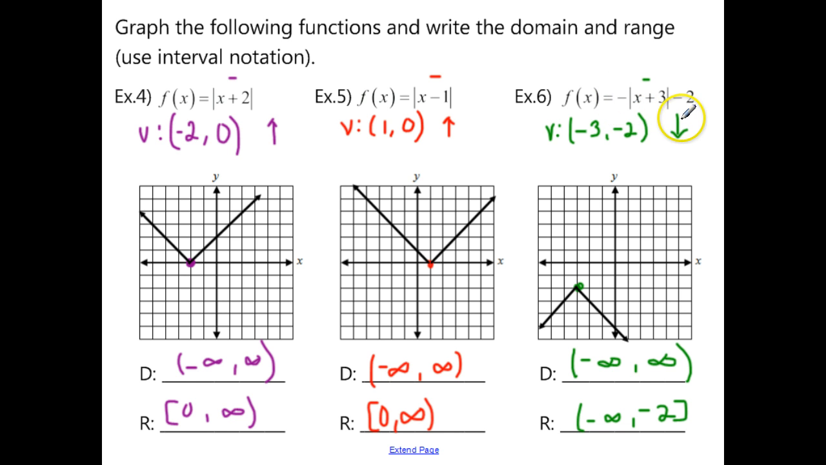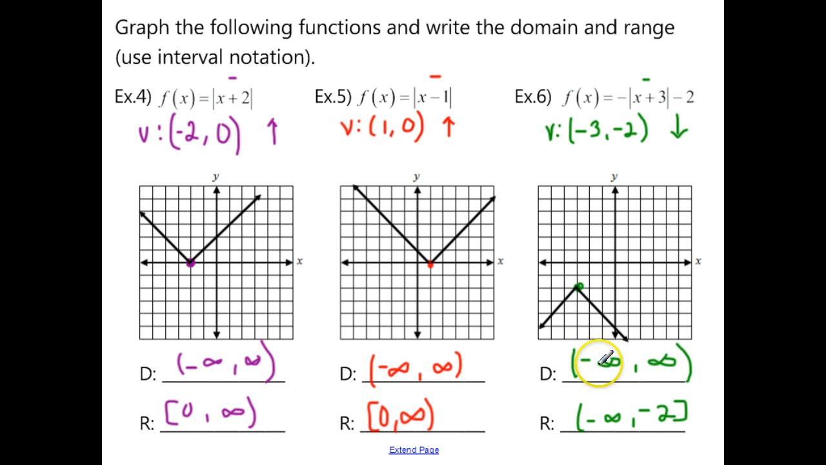Because our a is negative, it's going to open downwards. So we plot our vertex, and then we're going to open downwards. So it goes down to the right at a slope of -1, down to the left at a slope of positive 1. Our domain is going to be negative infinity to positive infinity.